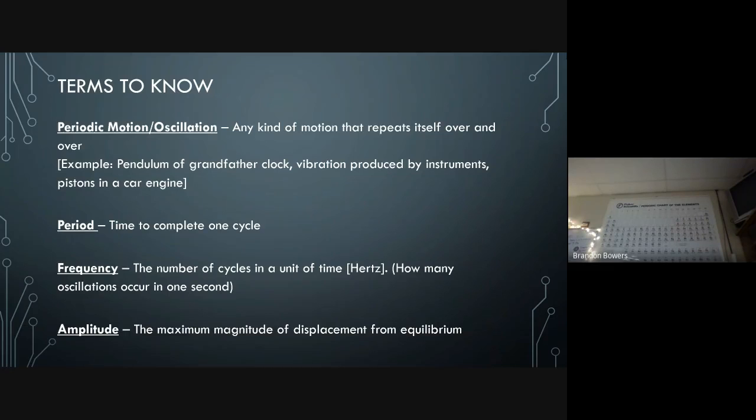Period is the time to complete one cycle. So, how much time did it take to complete one cycle? And then amplitude. Amplitude is from here. Is that kind of all familiar? Everybody good? Got that down?